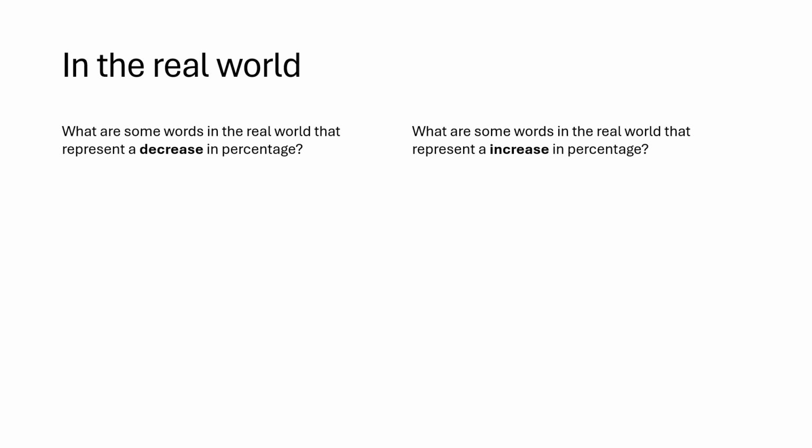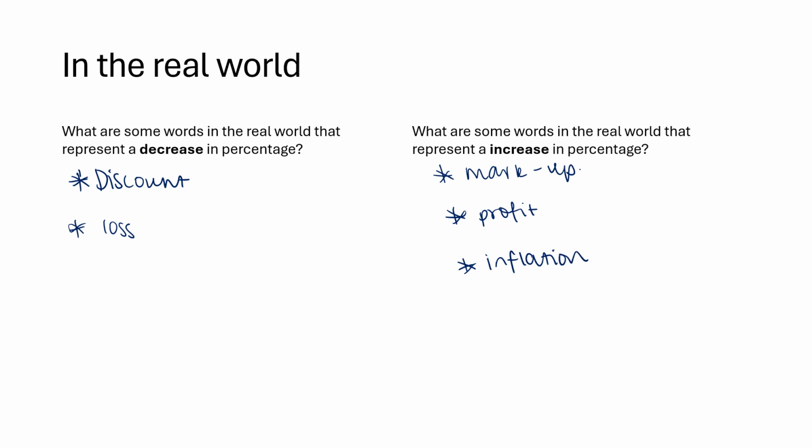Now, when it comes to increasing and decreasing in the real world, there are some keywords that are kind of a giveaway depending on what context you're looking at. If you're looking at something like sales, things like discount are a really big one, okay? And the opposite of that, which is an increase, is called a markup. So they're kind of in sales, money, and that sort of thing. You also have things like loss and profit. And then another big one, just in the real world, is things like inflation, which is for an increase. They're just some of the words that you might come across in things like the news.